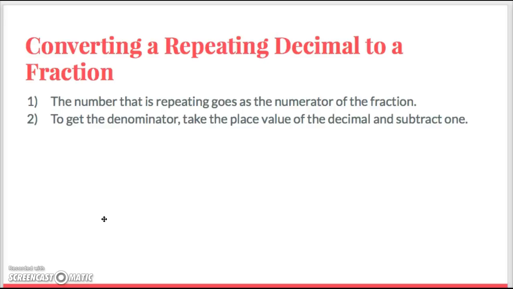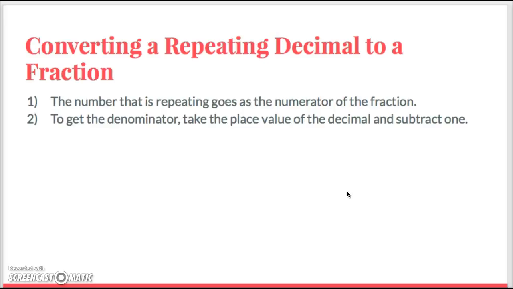Step number one is you're going to take the number that is repeating, and that will go as the numerator of the fraction, the top of the fraction. Then your denominator, the bottom number of the fraction, you're going to take the place value that the decimal goes out to, and you're going to subtract 1. So if your decimal went out to, let's say, the hundredths place value, then you would subtract 1. 100 minus 1 is 99, and your denominator would be 99.